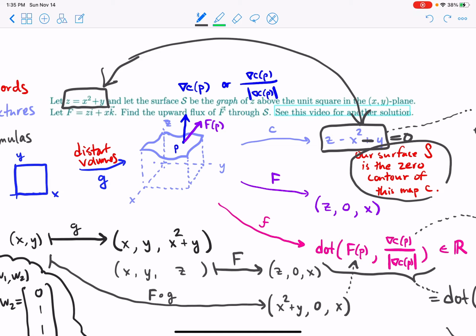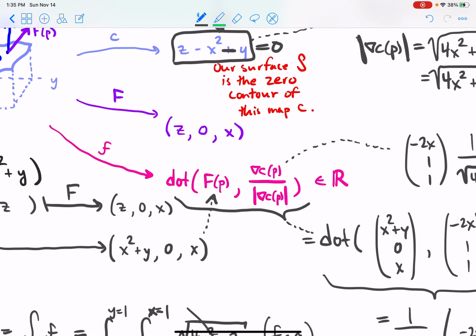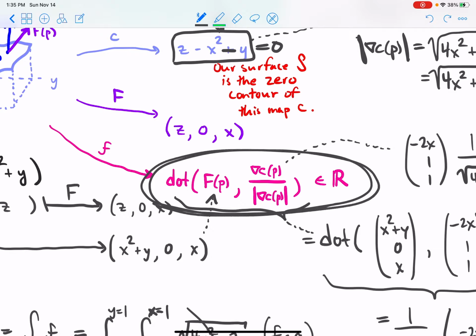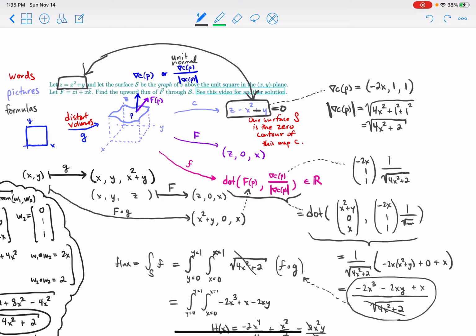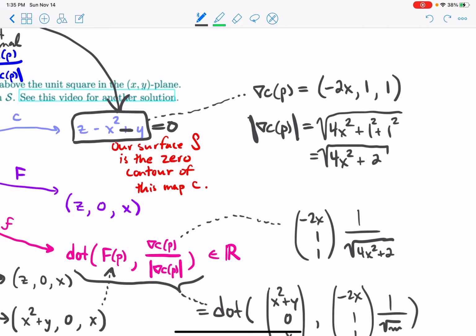Now our surface is the zero contour of this map, which means we can get the unit normal vector at the surface. We need that unit normal because flux is the integral of the dot product of the unit normal with the vector field. That is what flux is. This is a function on the surface. We integrate this function on the surface. Okay, so let's see how that minus sign goes through.